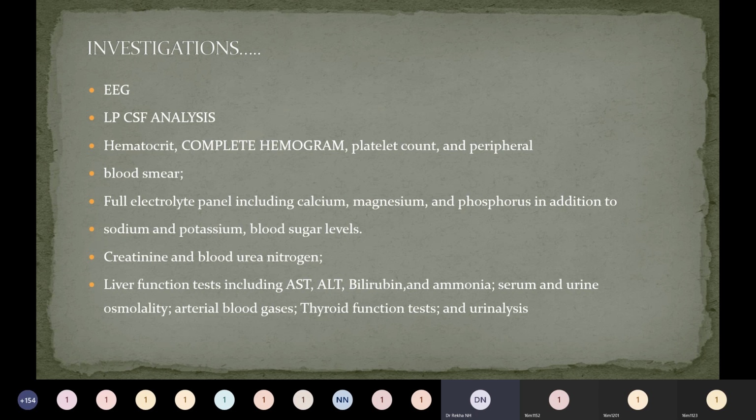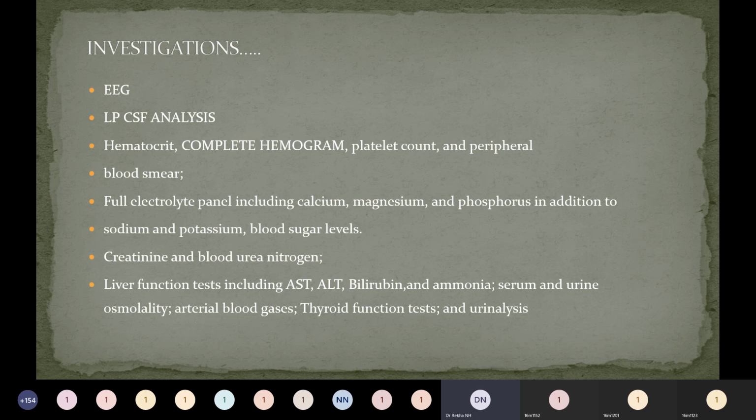Apart from this, routinely we have to get a hematocrit, hemogram, platelet count, peripheral blood smear, and also the malarial parasite. With the platelet count, it could be dengue encephalitis also, and cerebral malaria also. So a routine blood examination has to be done in all patients with unresponsiveness. Other than that is the electrolyte panel, which includes sodium, potassium, calcium, magnesium, phosphorus, and also blood sugar levels. And next is creatinine and blood urea.